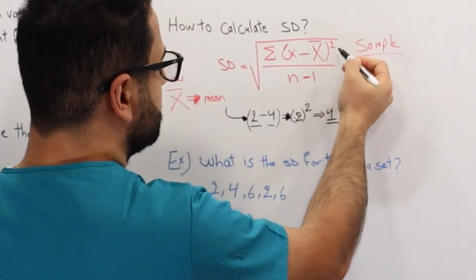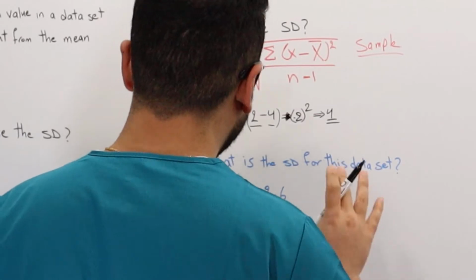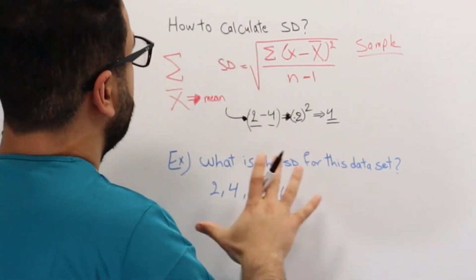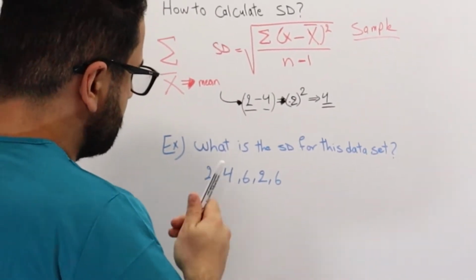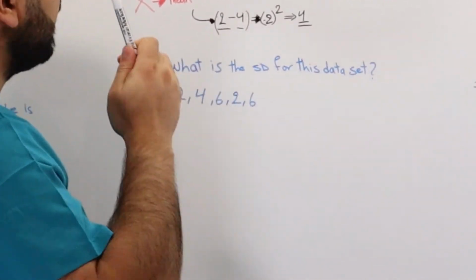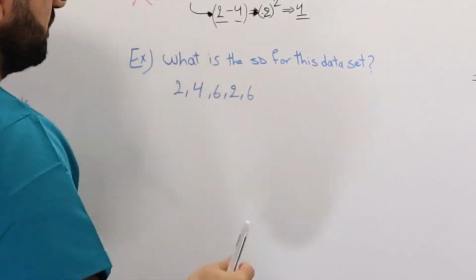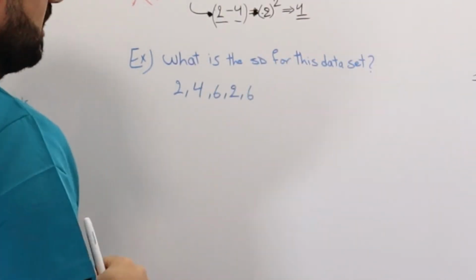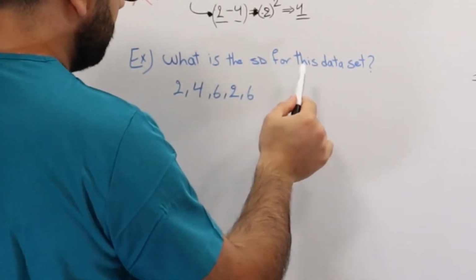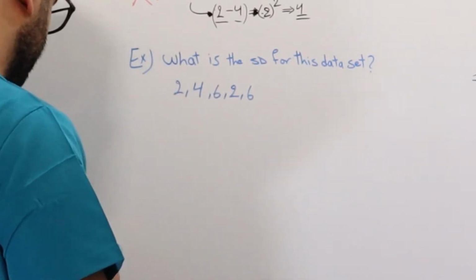So that's the purpose of having this square down there. So let's take an example to better understand how to calculate the standard deviation. We have this example over here, and on purpose, I made the example really simple in terms of numbers, just to have a better understanding of how to calculate the standard deviation. So we have a data set over here, which is 2, 4, 6, 2, and 6.